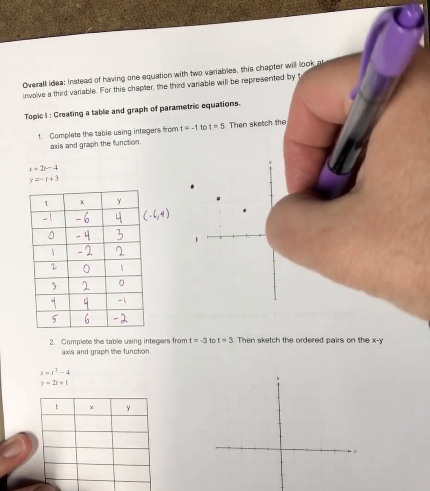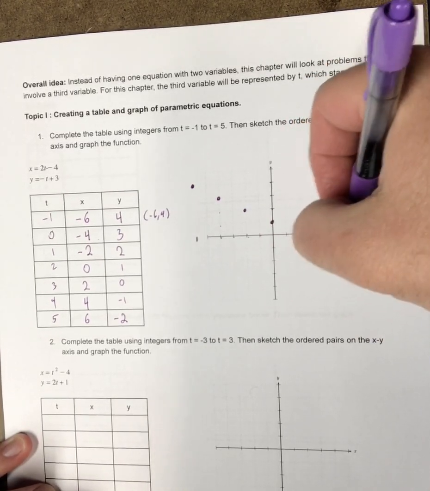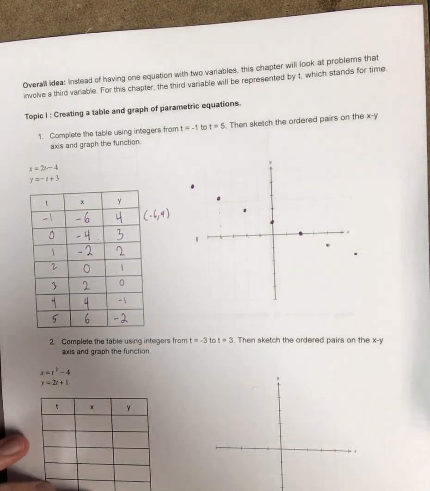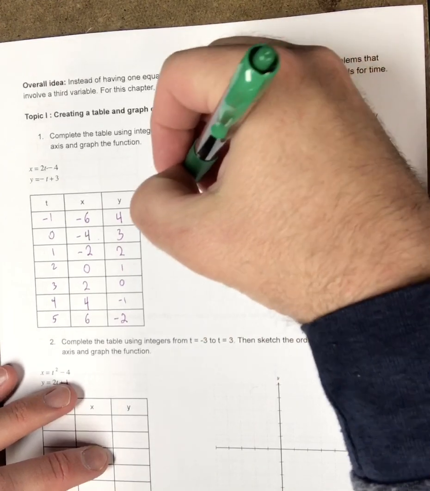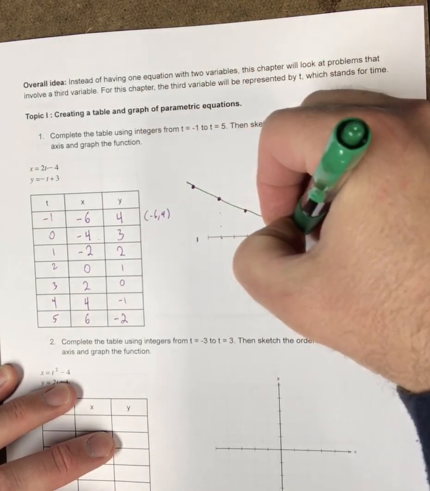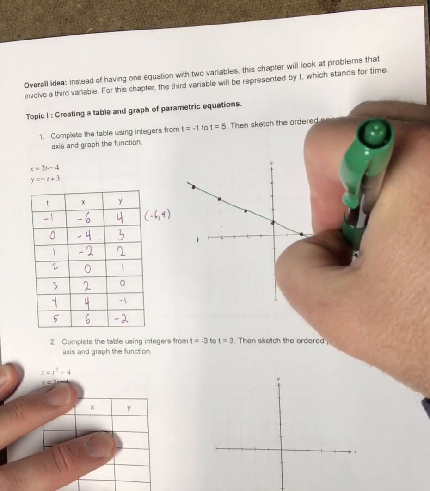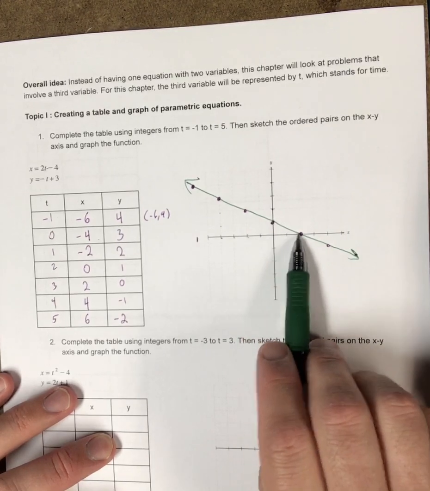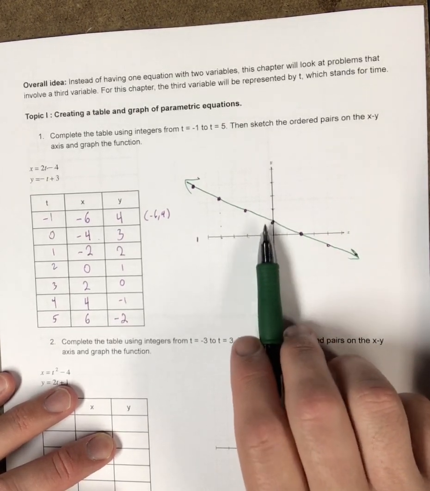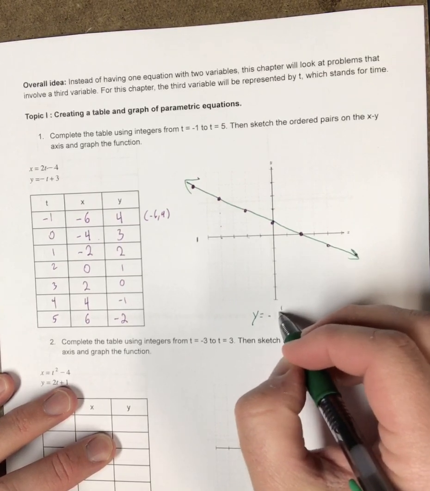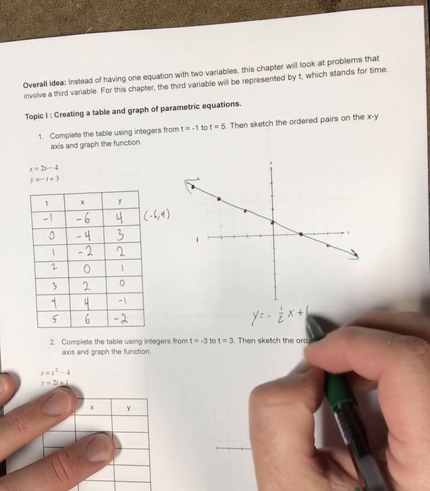2, 0. 4, negative 1. And then 6, negative 2. And when it's all said and done, connecting the dots, this makes a line. That line looks like it has a slope of negative 1/2, has a y-intercept of 1. So we also could have called this line y equals negative 1/2 x plus 1.